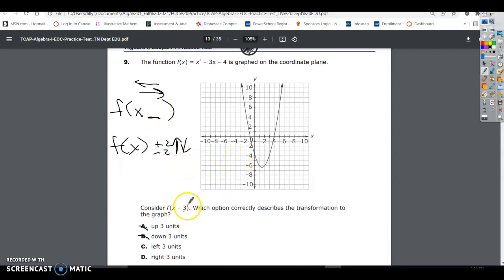So this says minus 3. Going left moves you in a negative direction, but we have to go opposite this sign. So we're actually going to be moving this to the right 3 units to represent this transformation. All right, and if you need more review on that, you should have some notes on transformations. So for number 9, the correct answer is D.